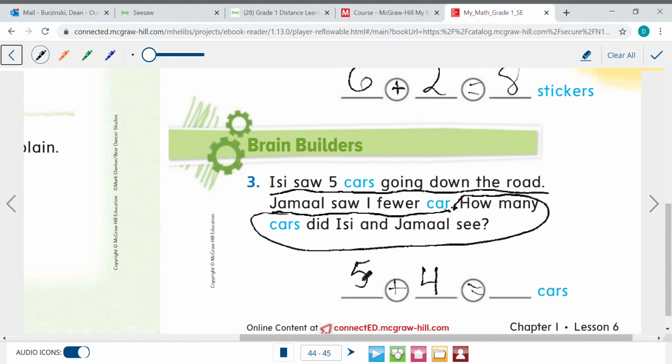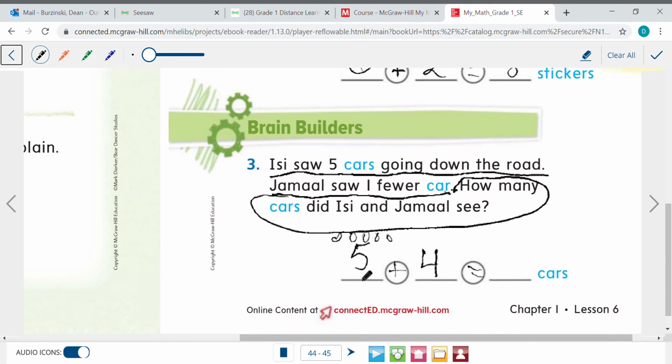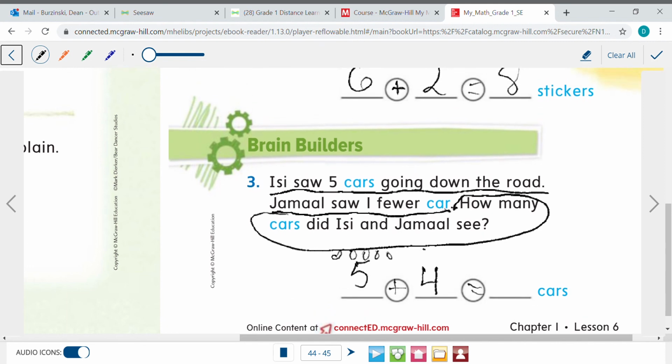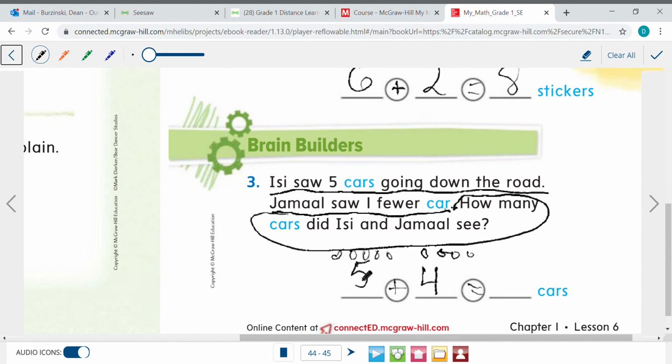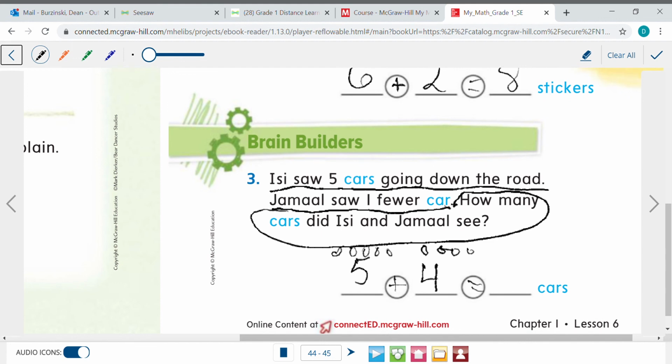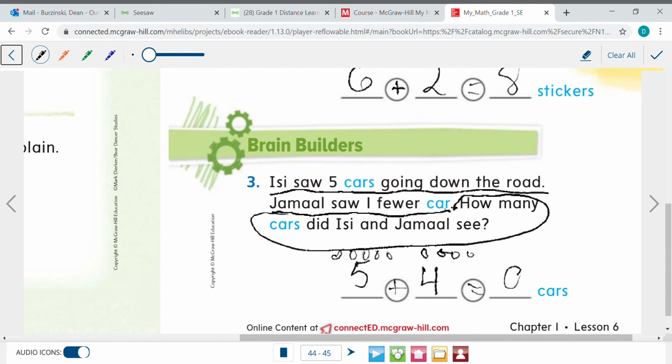Let's make our circles, our chips, 1, 2, 3, 4, 5. And if you want to put chips out on your chart to help you, your part whole, that'd be great. Or you can draw them like this, 1, 2, 3, 4. Now we need to put them together. 1, 2, 3, 4, 5, 6, 7, 8, 9. And they saw 9 cars all together.